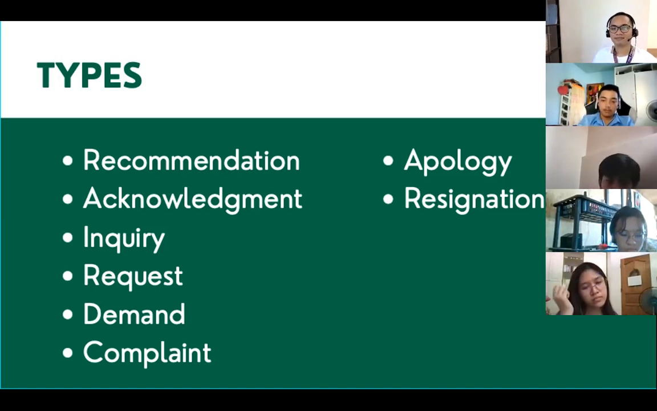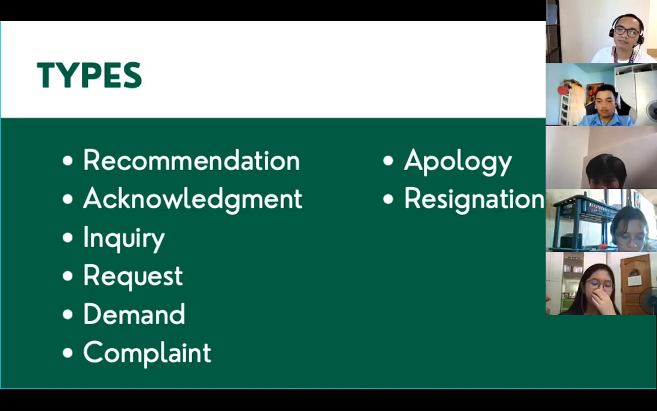Saan sa letter na sir ang recommendation? Recommendation letters, sir, mostly recommend siya sa certain suggestion sa kana nga butang or kanang institution.